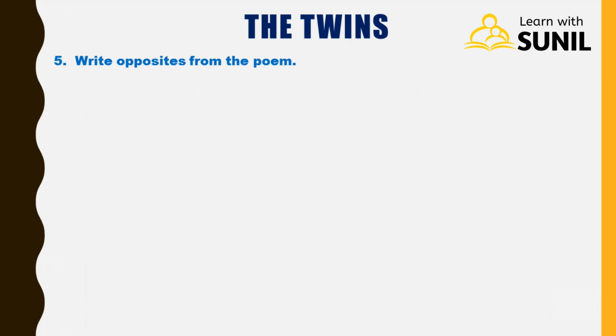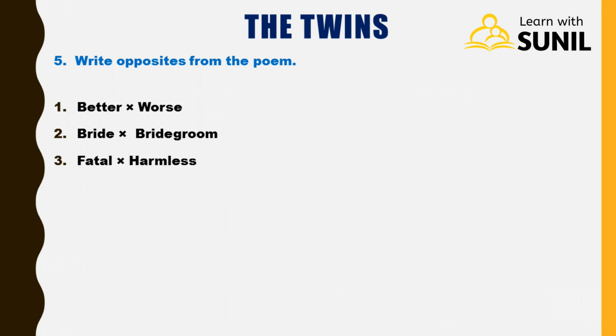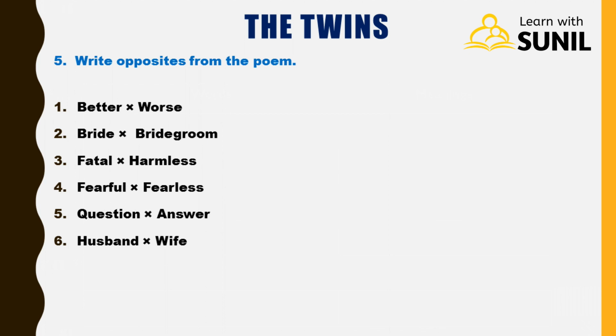Fifth question, write opposites from the poem. First, better, worse. Second, bride, bridegroom. Third, fatal, harmless. Fourth, fearful, fearless. Fifth, question, answer. Sixth, husband, wife.